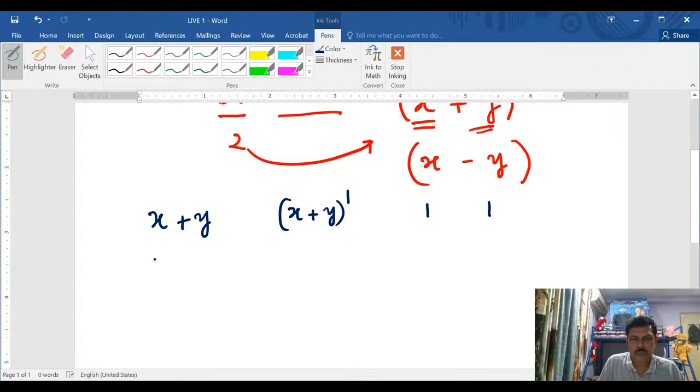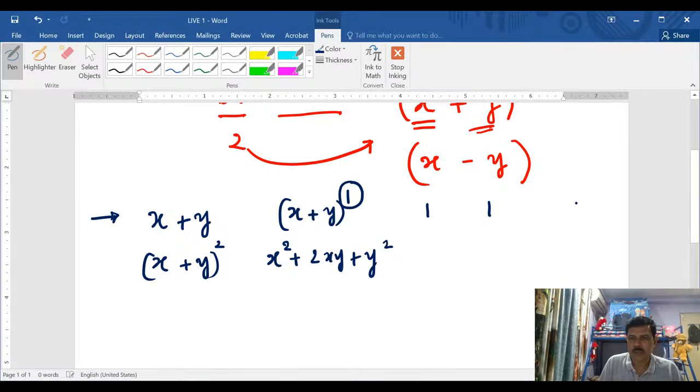Then the next one, which we already know, is x plus y whole square. I think you remember the expansion: x square plus 2xy plus y square. See, in the first one there are two terms, and the power is 1. So you have two terms, 1 plus 1.